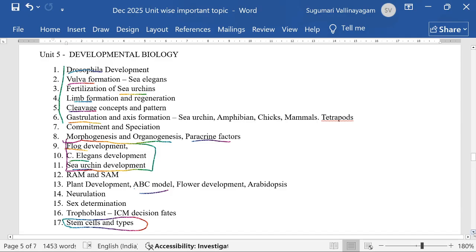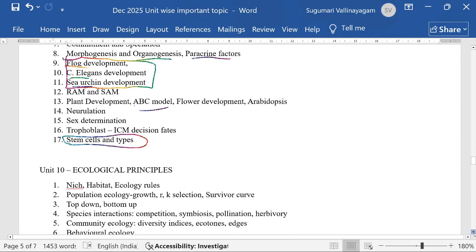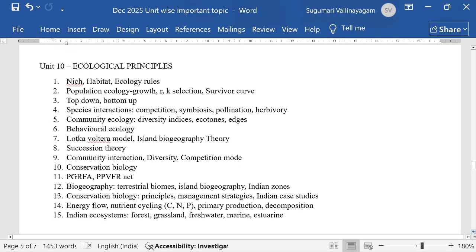And the next one is ecological principles. It is a very big and important topic. So niche and habitat, the first 5 are very important here also. From this: niche, population ecology, top down method, bottom up, species interaction, and community ecology. From this we can expect 2 or 3 questions.